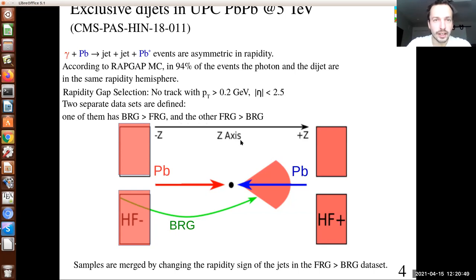Since, as I said, these events are rather asymmetric in rapidity, to understand which of the ions emitted the photon, we define two separate data sets, in which one has a large backward rapidity gap and a small forward rapidity gap, and vice versa. And finally, these subsamples are merged by changing the rapidity sign of the jets in the latter.